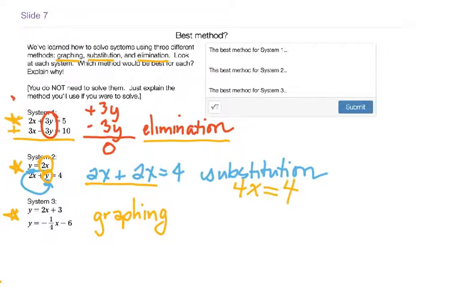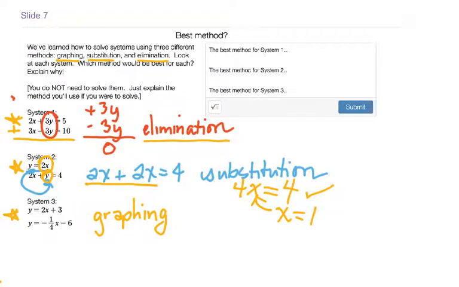Therefore, what would make the equation true? That x would be equal to 1. So 4 times 1 is 4, and 4 is equal to 4. Therefore, I could easily find the value of one variable and then find the value of the second variable.